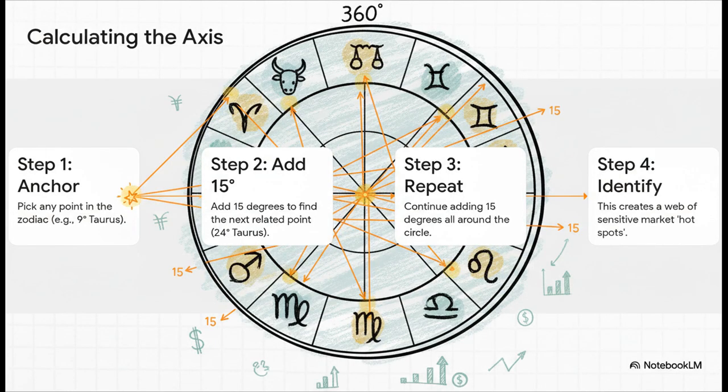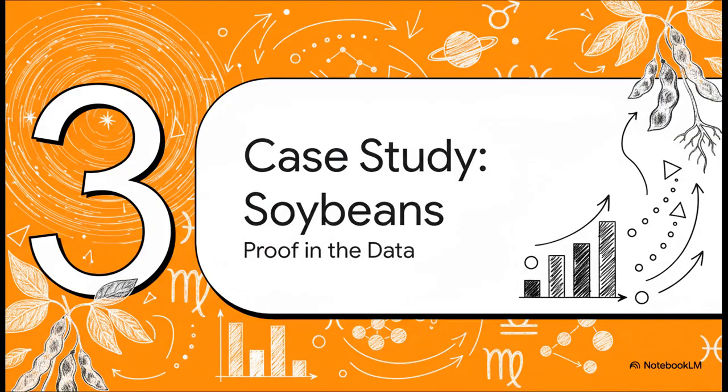And what's wild is how simple the concept actually is. You just pick any point on the 360-degree wheel. Let's say 9 degrees of Taurus, for example. Then you just add 15 degrees. Then add 15 again. You do this all the way around the circle. What you end up with is this web of connected hot spots. The theory is that a planet crossing any of those spots will trigger a similar reaction in the market. It's pretty incredible.